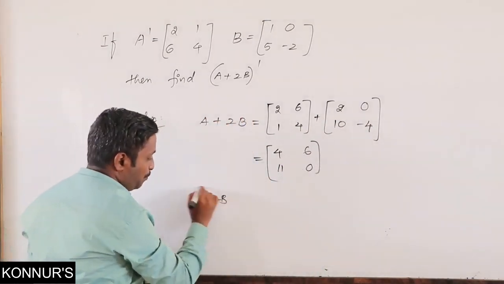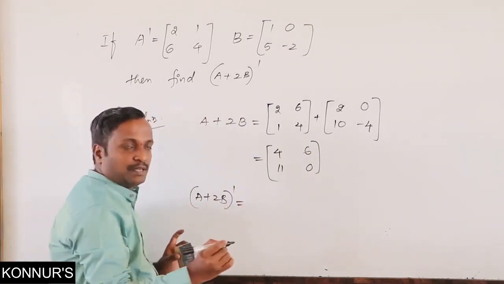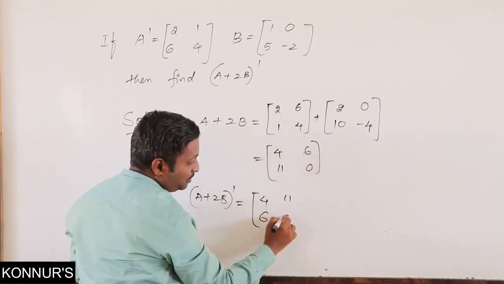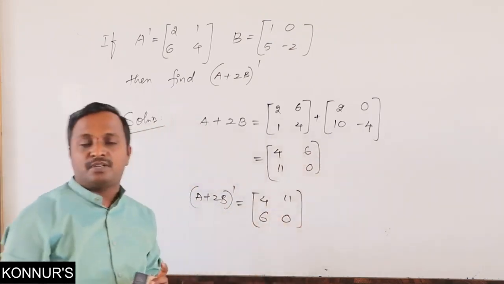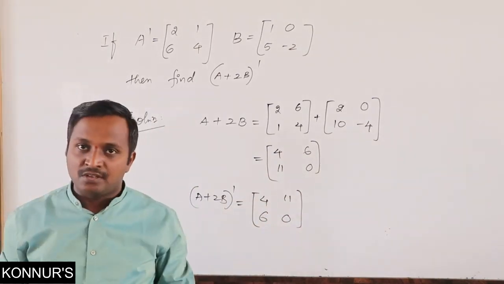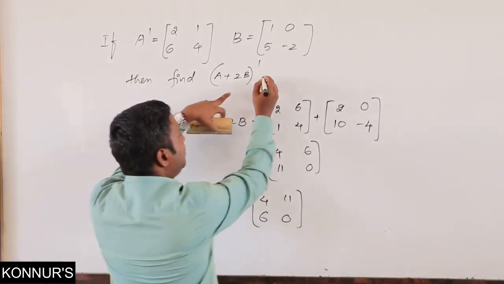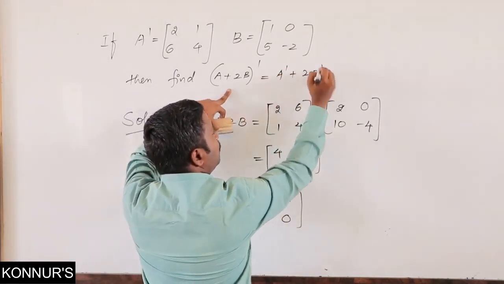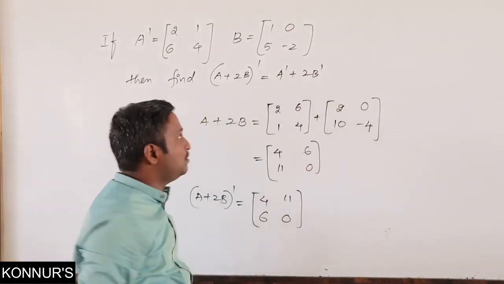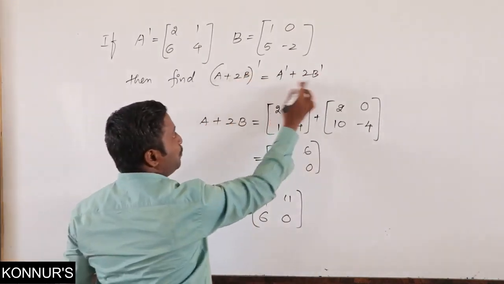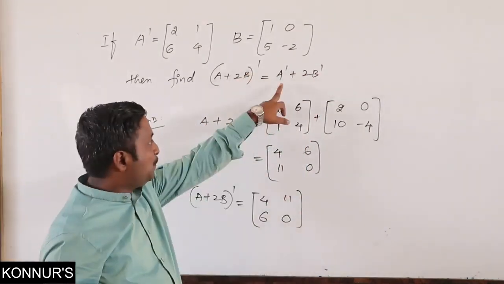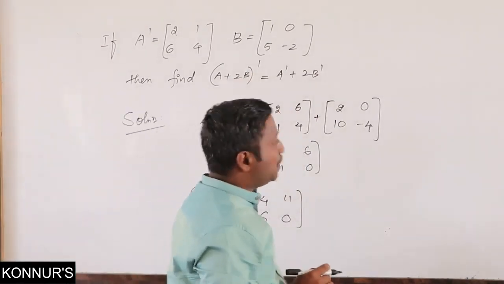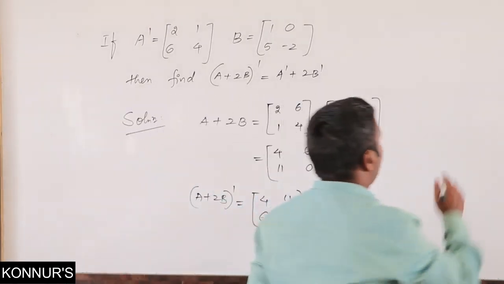Then A plus 2B whole dash means what? It is 4 6 11 0: row becomes column, column becomes row. This is the A plus 2B whole dash. Or else he can rewrite it by using the property A dash plus 2B whole dash, like this. If you calculate this, it will be the same. You can do it like this also. Now we will move to the next example.